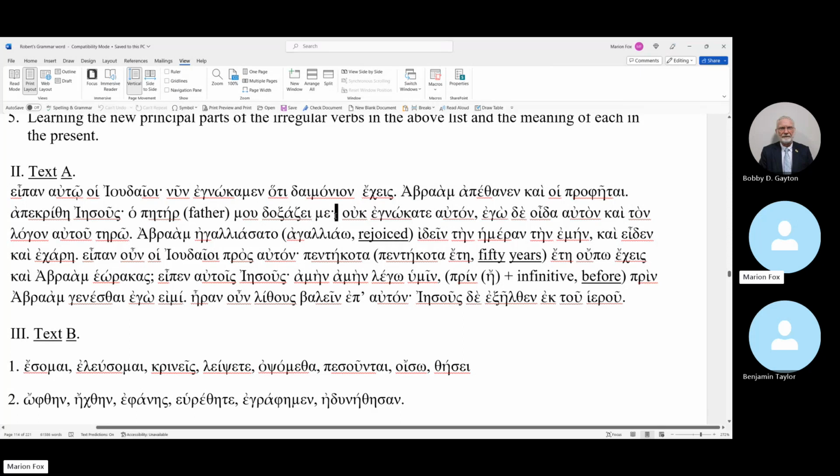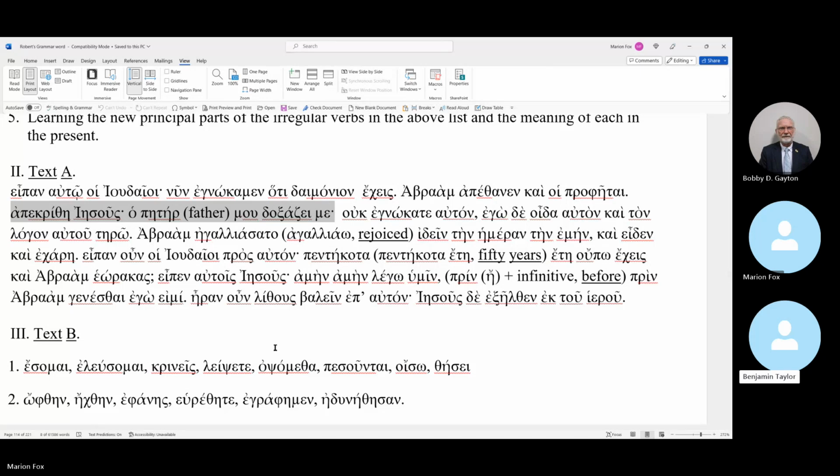Let's see. I guess we go down to here for the next one. All the way. All right. If you were there, Benjamin, go down. I guess down to there. Apekrithe Jesus. Ha. Peter mu doxatse me. Jesus answered, my Father glorifies me. Okay. And so my Father glorifies me.